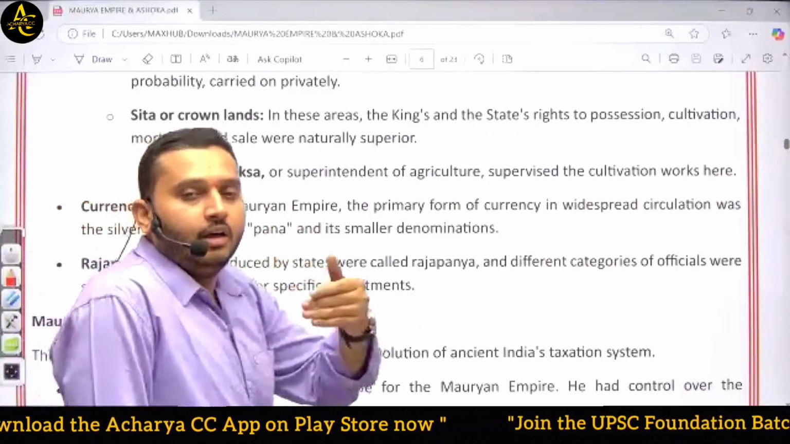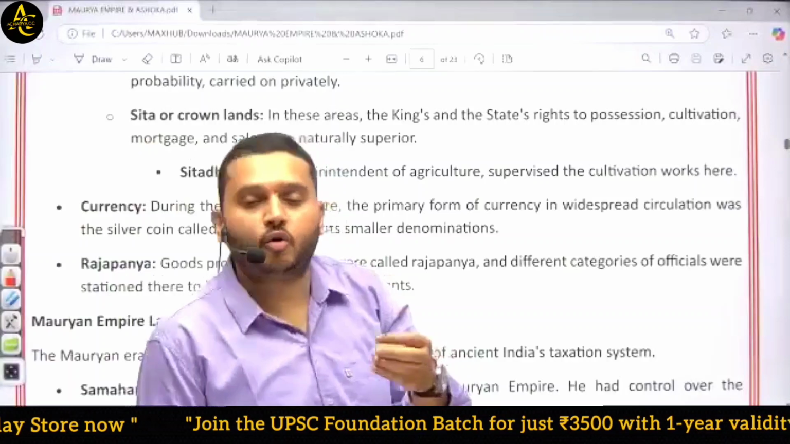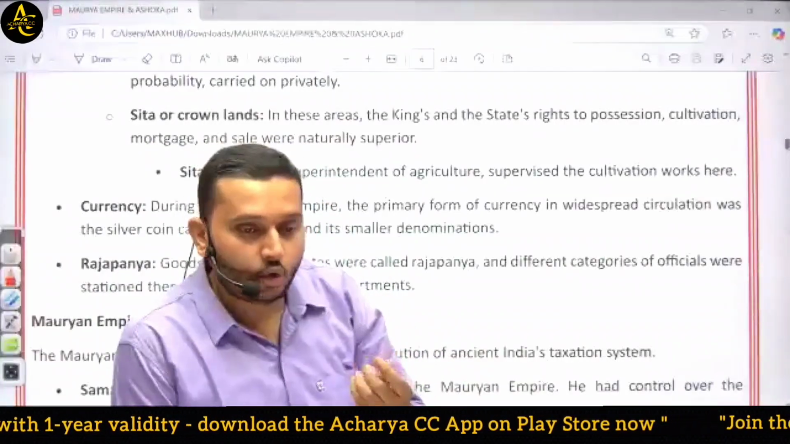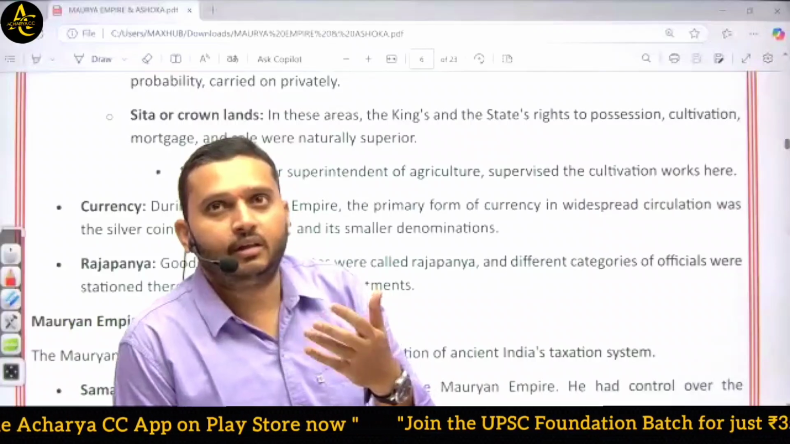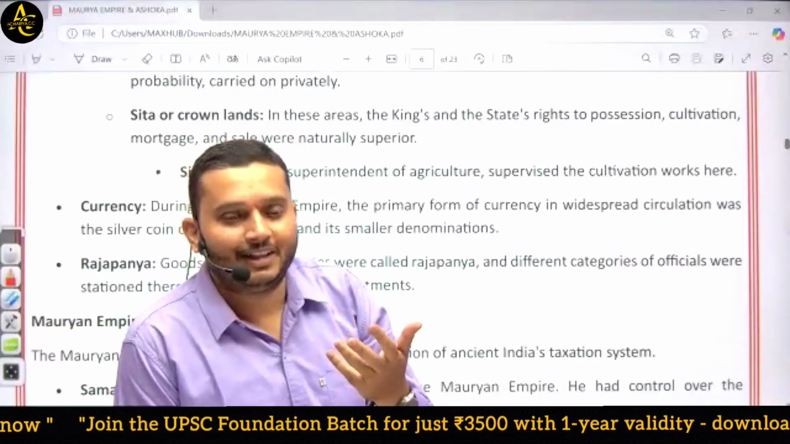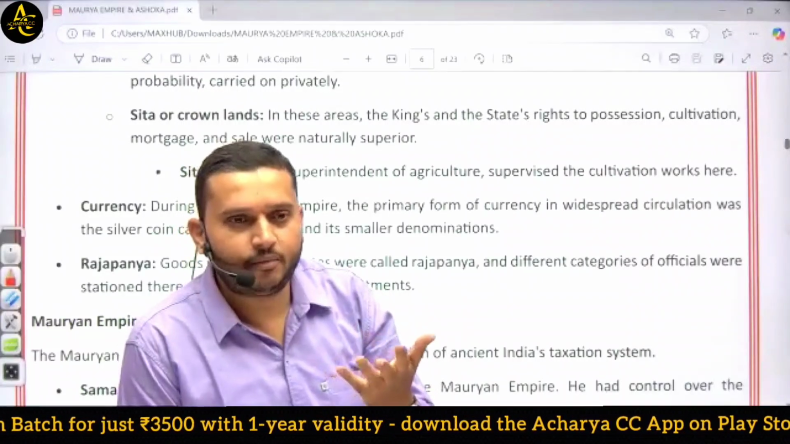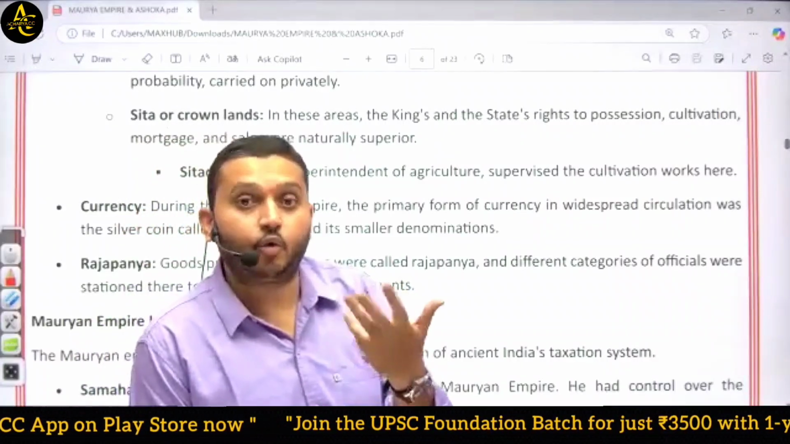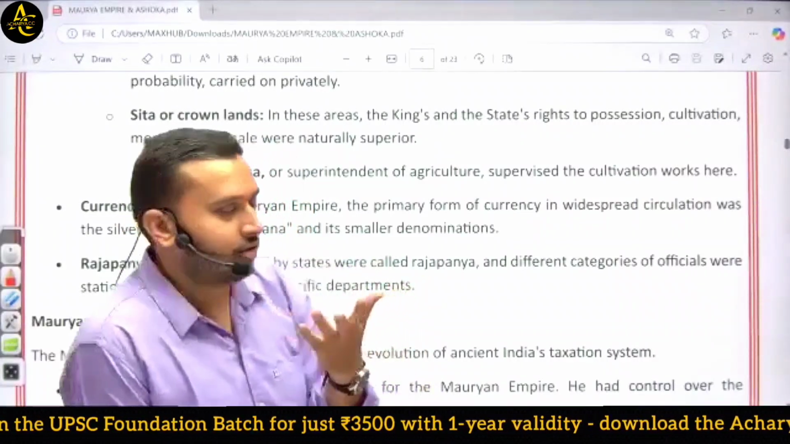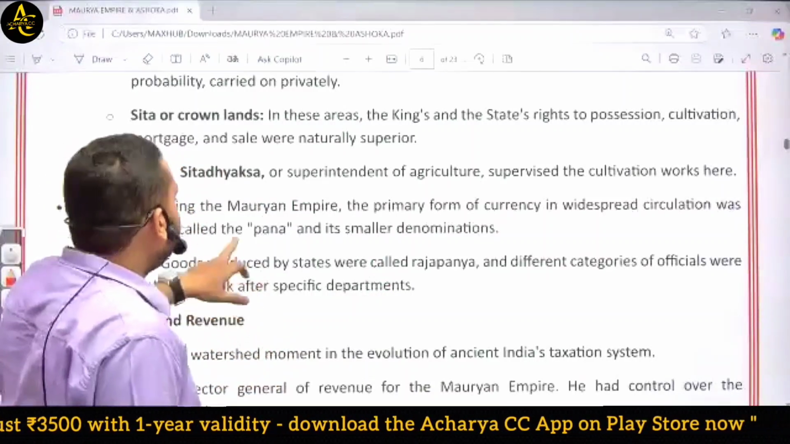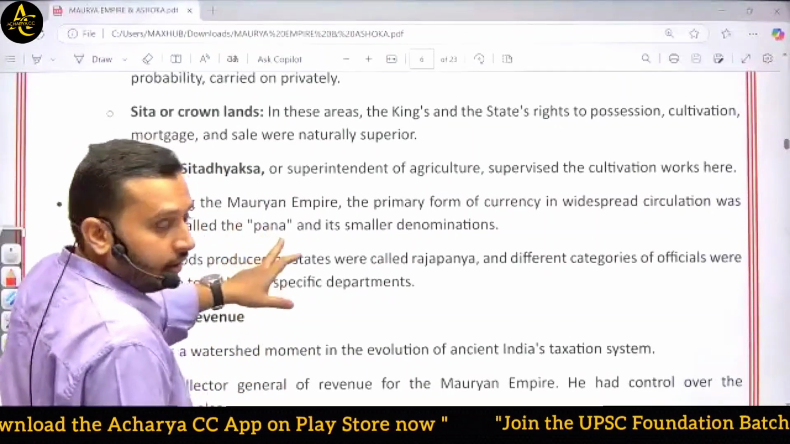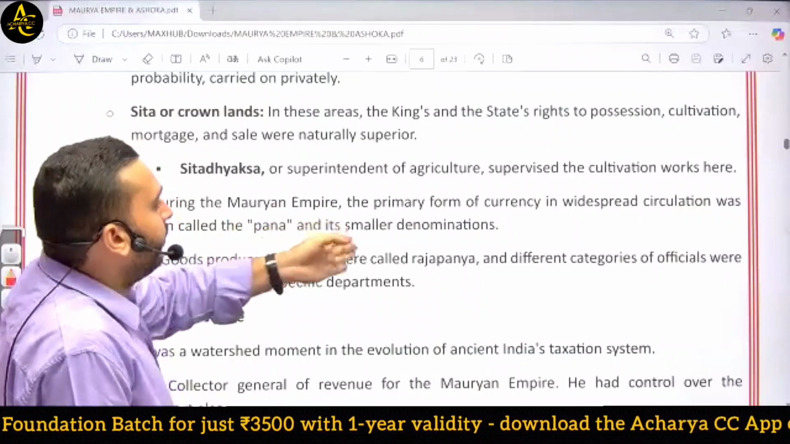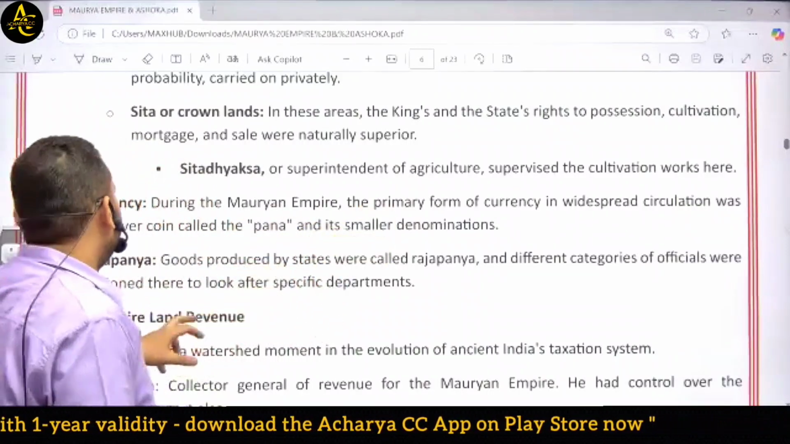We use coins of rupees 1, 5, 10, 20. We use notes from rupees, I think presently 5. Yes, 5. I think the rupees 5 note is discontinued now. So rupees 10, 20, 50, 100, 200, 500, and 2000 was closed, obviously. So at that time, the currency was Pana, and this currency was available with various denominations. That means values.